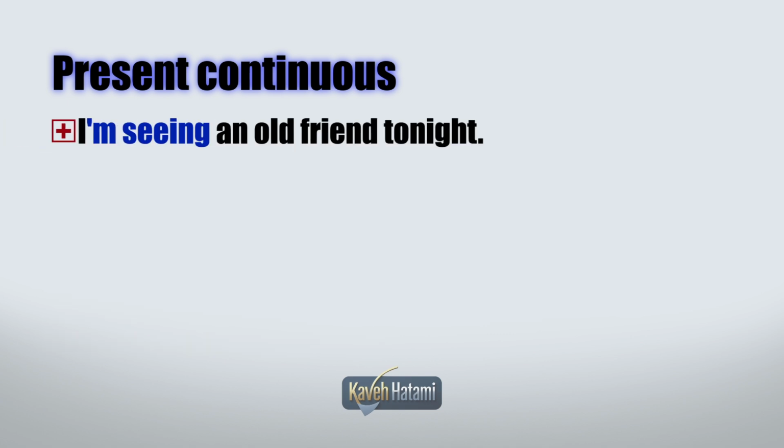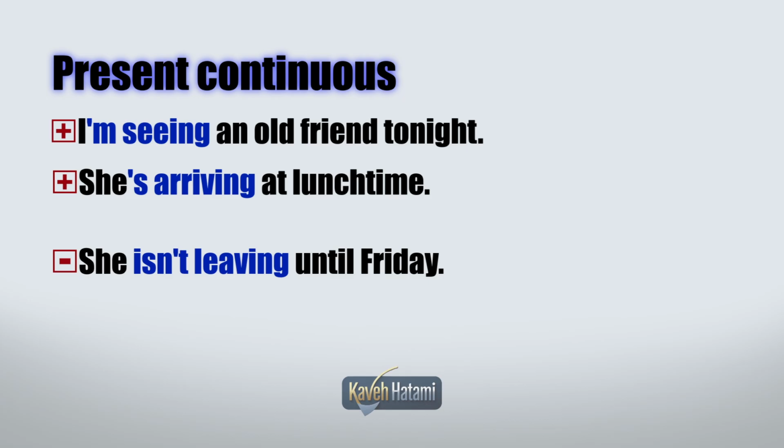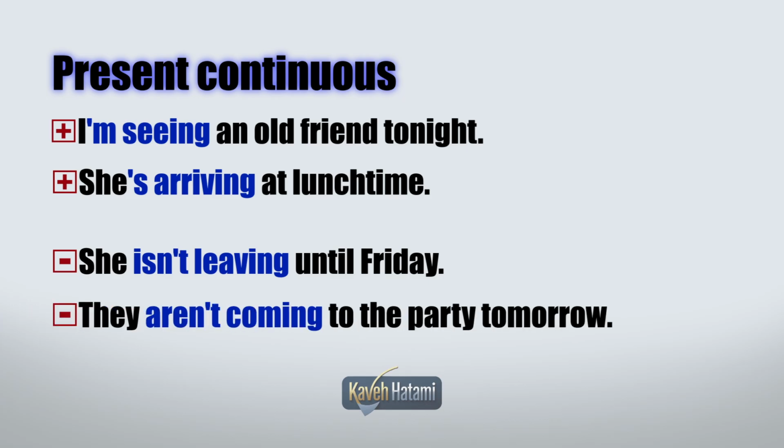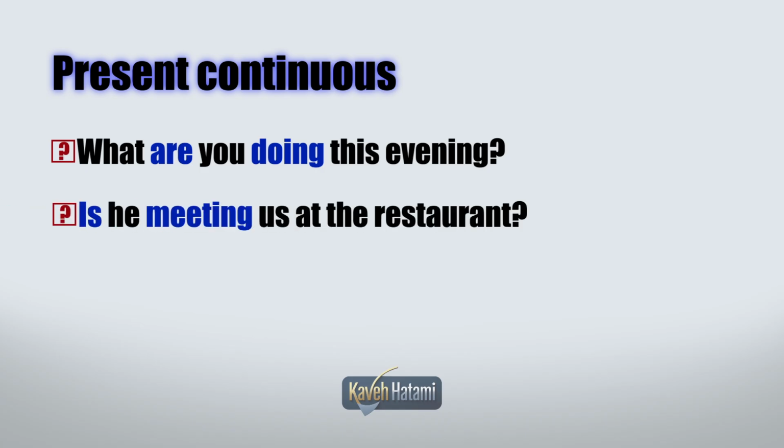Positive examples. I'm seeing an old friend tonight. She's arriving at lunchtime. In negative form, she isn't leaving until Friday. They aren't coming to the party tomorrow. Question. What are you doing this evening? Is he meeting us at the restaurant? The restaurant is the place we have arranged to meet.